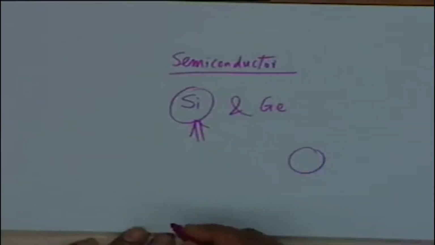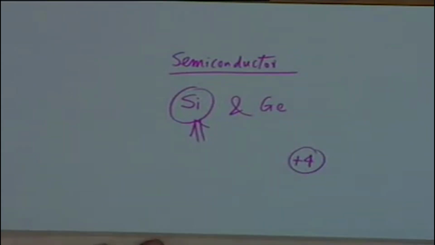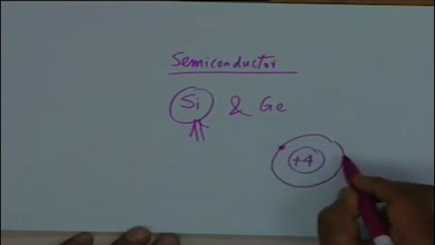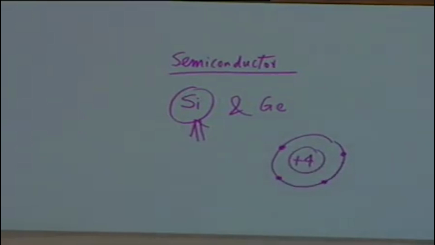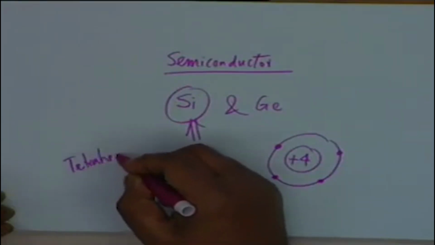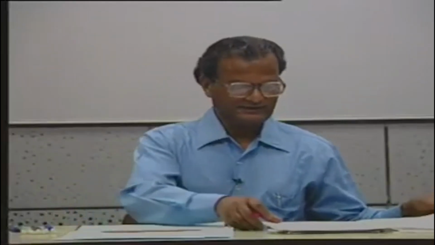So a silicon atom typically shall be represented by 4 positive charges in the nucleus and a shell shown with 4 electrons like this. This is the silicon or germanium. They are both in the same periodic column, the fourth column of the periodic table. And the arrangement of the silicon atoms in space is the so-called tetrahedral arrangement. That is, what we have is something like a cube.